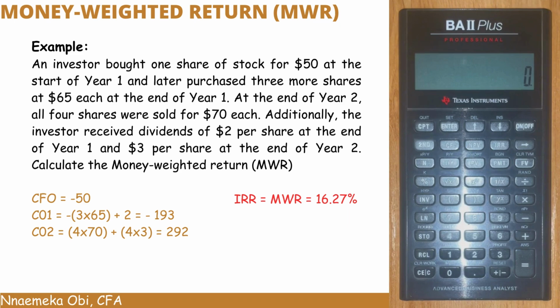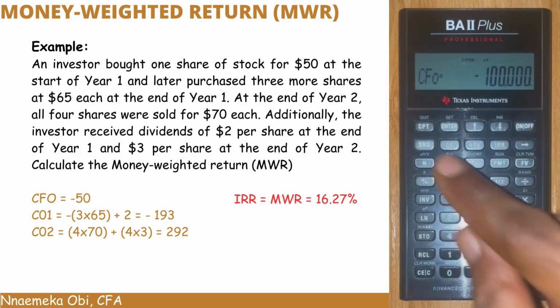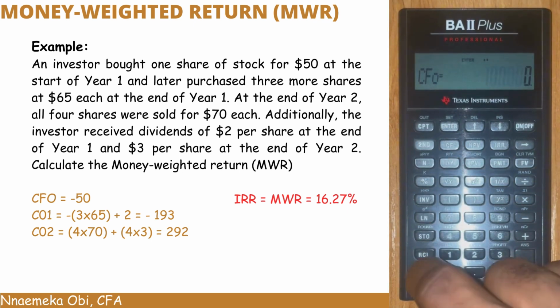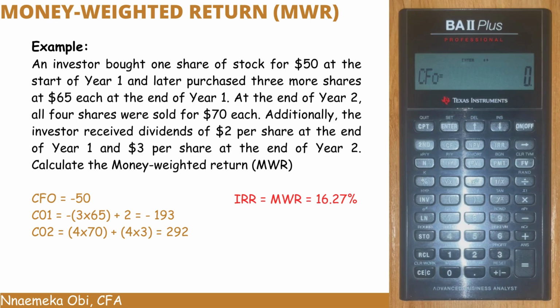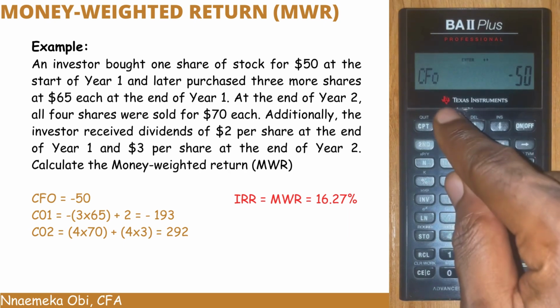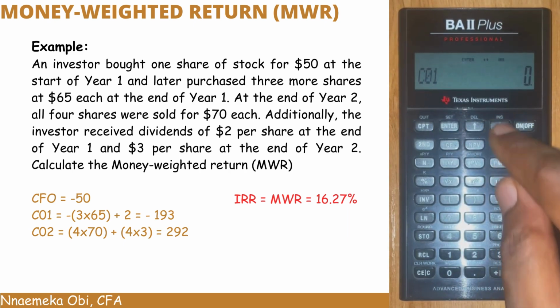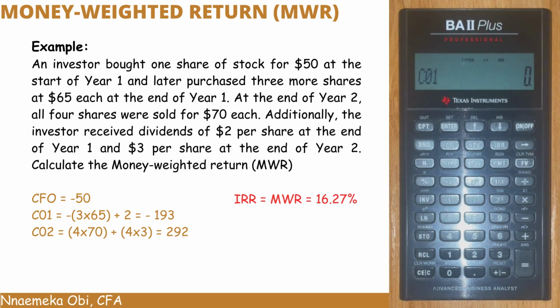Now, this is how we are going to use all this information to calculate the money weighted return. We are using the cash flow function. So we'll press CF, then second function, then CE/C. Okay, so we start inputting the cash flows. At time zero, we have minus 50. We'll press enter, then arrow down. Now at time one, we have minus 193.